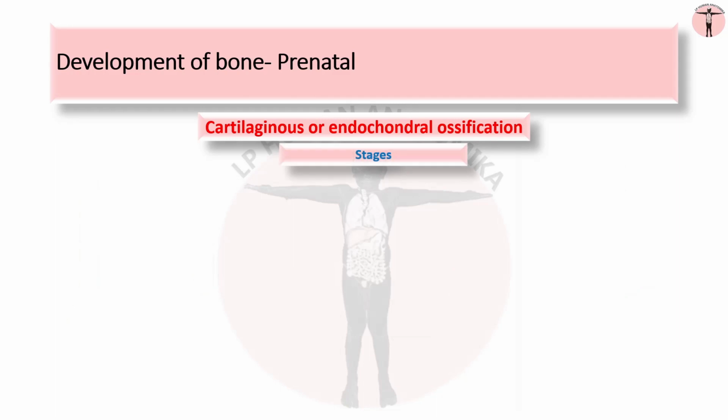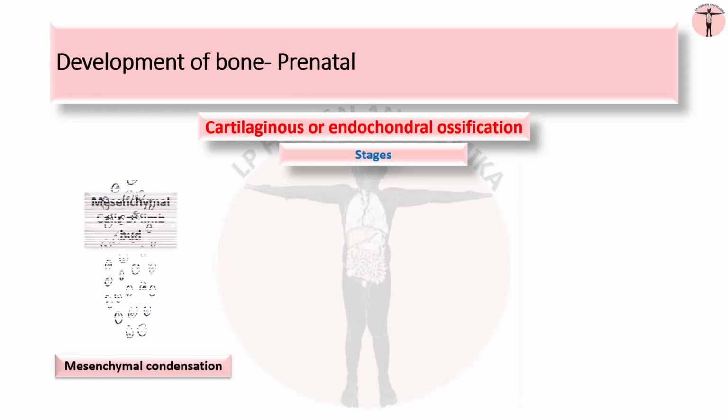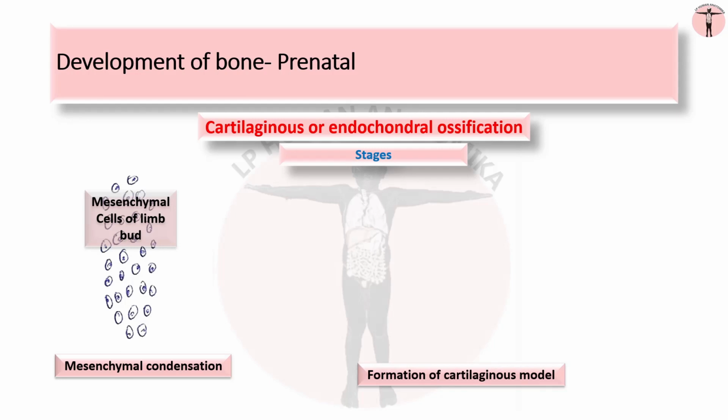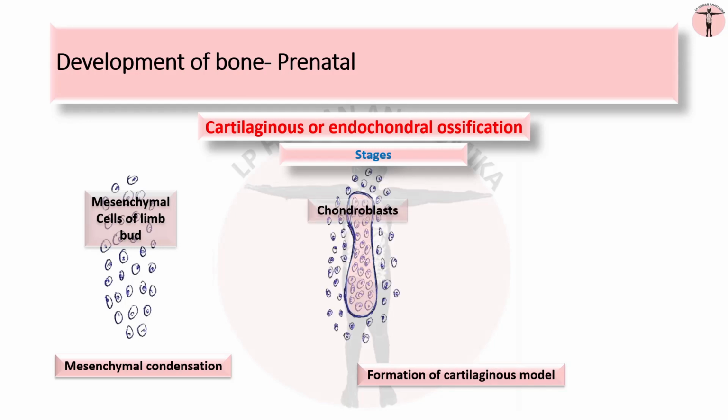Stages of endochondral ossification. This is the development occurring prenatally, that is in the womb of the mother, which we call intrauterine life. We will discuss the stages one by one. Mesenchymal condensation: mesenchymal cells of the limb bud form condensed mesenchymal tissue at the site of bone formation. Formation of cartilaginous model: at the site of mesenchymal condensation, chondroblasts appear and deposit hyaline cartilage.